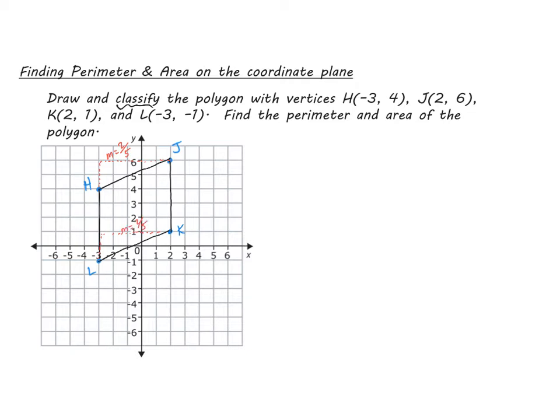I notice since HL and JK are both vertical lines, they're automatically parallel. And since HJ and LK have the same slopes, they're parallel. So I know, because it has opposite sides that are parallel, that this is a parallelogram.